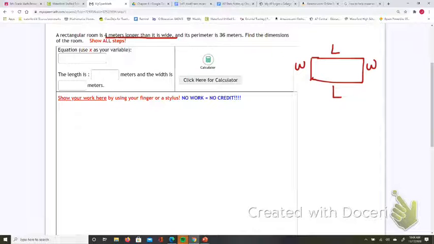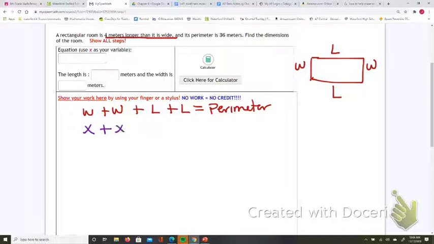Now to find the perimeter, you need to add all the way around. So we have W plus length equals the perimeter. Now we're going to say that our width is going to be our X. So we're going to identify that the width equals X. So the width equals X. So we have X plus X.